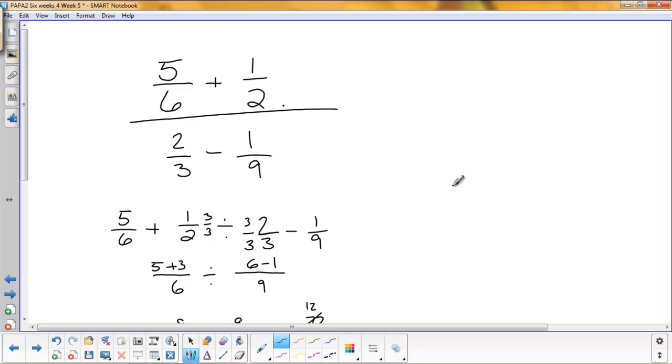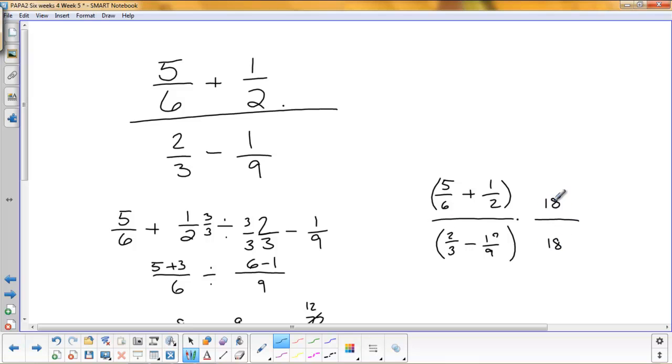So what I'm going to do is take the complex fraction and multiply it by the common denominator of 18. Whatever you do to the bottom, you must do to the top. And remember, these are quantities, so I'll be distributing the 18 through both of them.